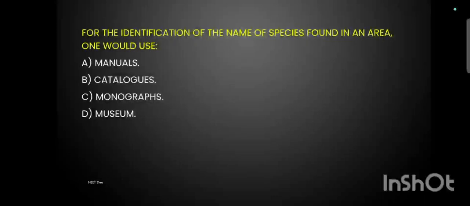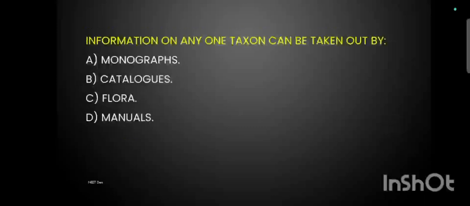Question: for the identification of the name of species found in an area, one would use A, manuals, B, catalogues, C, monographs, D, museum. So the answer is A, manuals. Question: information on any one taxon can be taken out by A, monographs, B, catalogues, C, flora, D, manuals. So the answer is A, monographs.